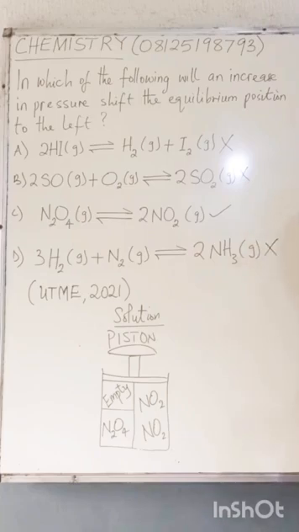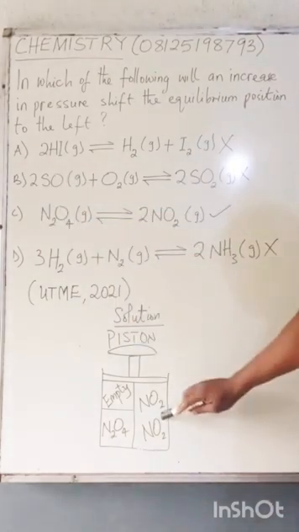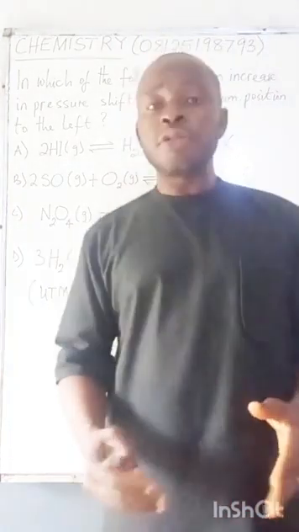Option C is the correct option. An increase in pressure will shift the equilibrium position to the left, this way, favoring reactant formation. And the illustration is given here. Do you understand?